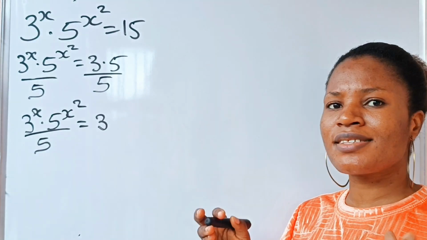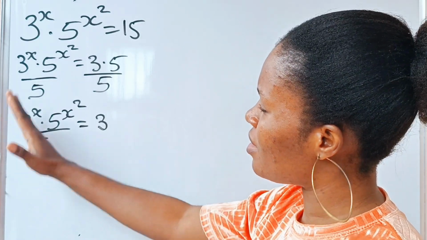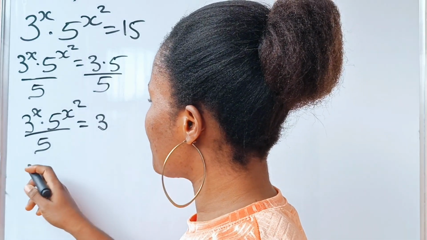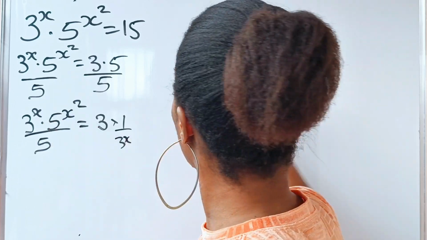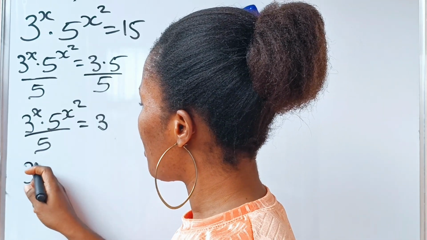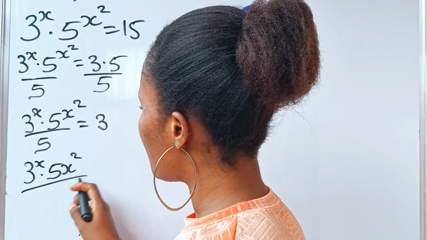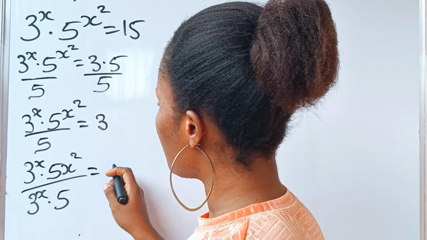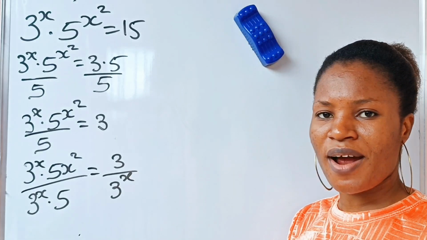Okay, now let's divide through by 3 to the power of x. I told you my intention is to bring all the 3 one side and all the 5 one side, okay? So to do that, it's more or less like we are multiplying by 1 over 3 to the power of x, okay? So let's multiply through by that. So we are going to have 3 to the power of x multiplied by 5 to the power of x squared divided by 3 to the power of x multiplied by 5 is equal to 3 divided by 3 to the power of x, right?